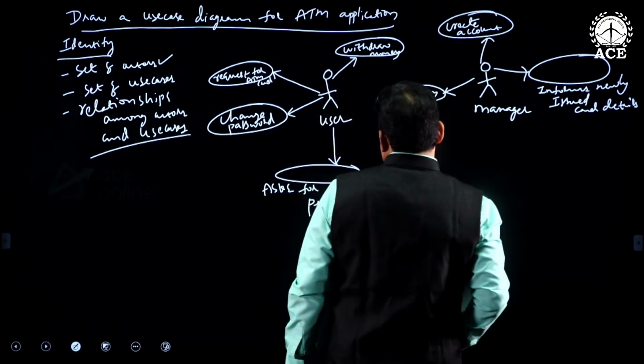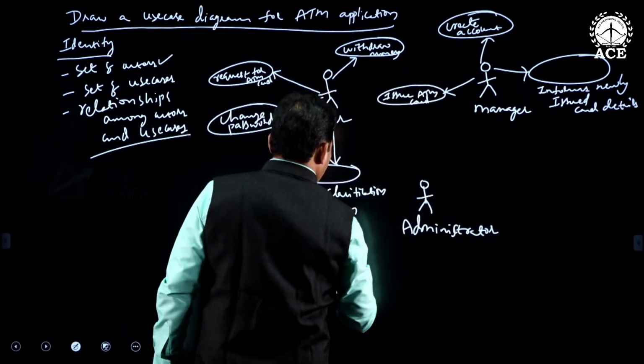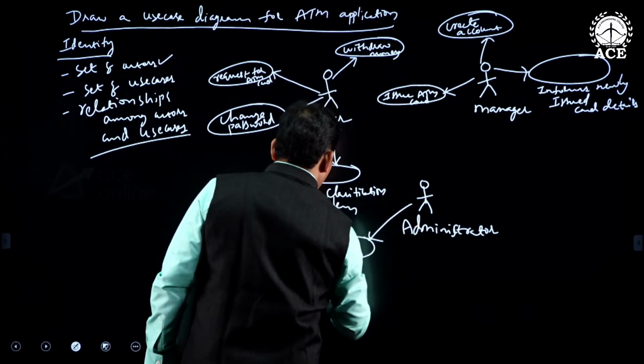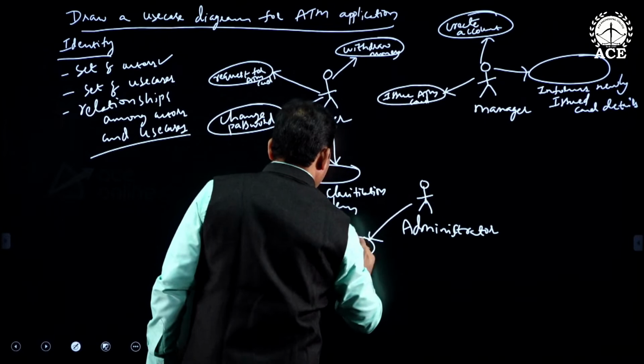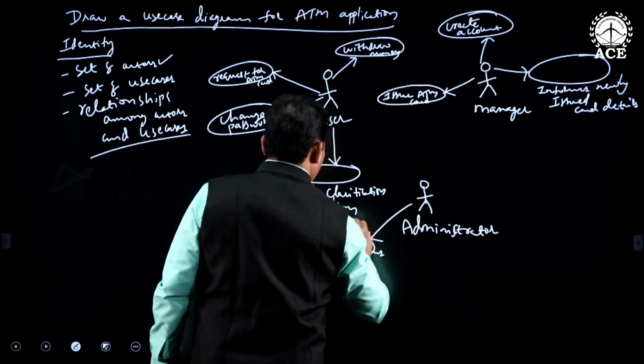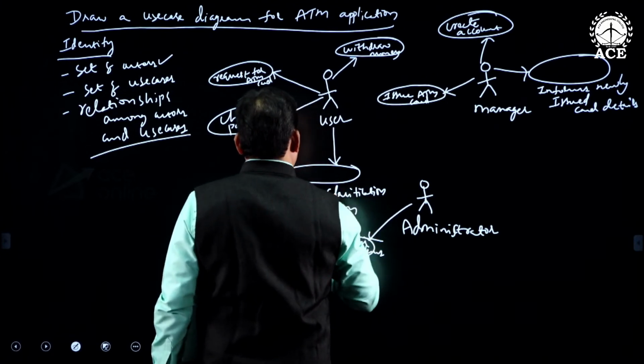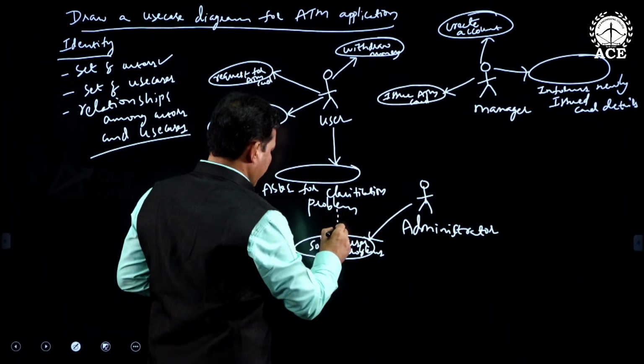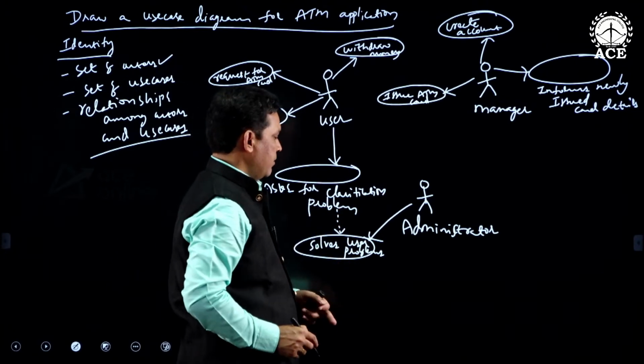Coming to the administrator, what are the operations where the administrator can perform? The administrator can solve user problems. So which relationship is suitable between these two? Ask for clarification of problem can be solved by the administrator.